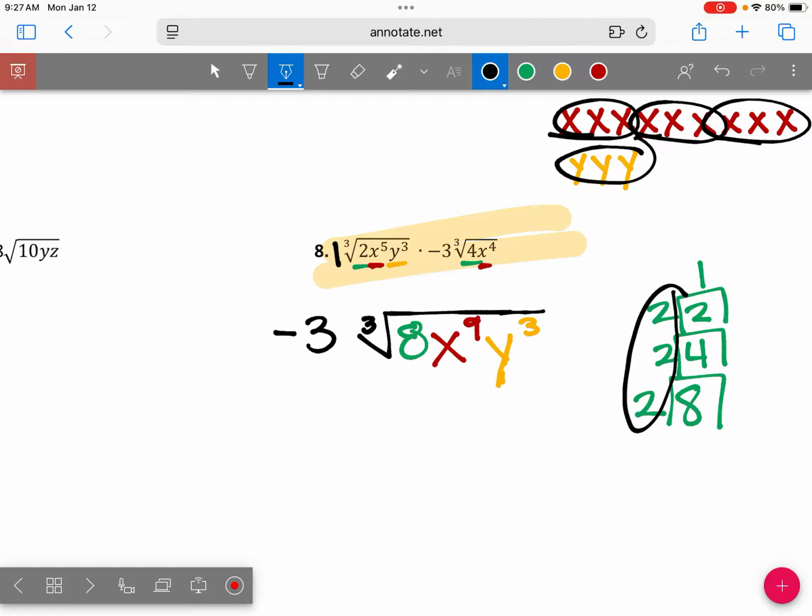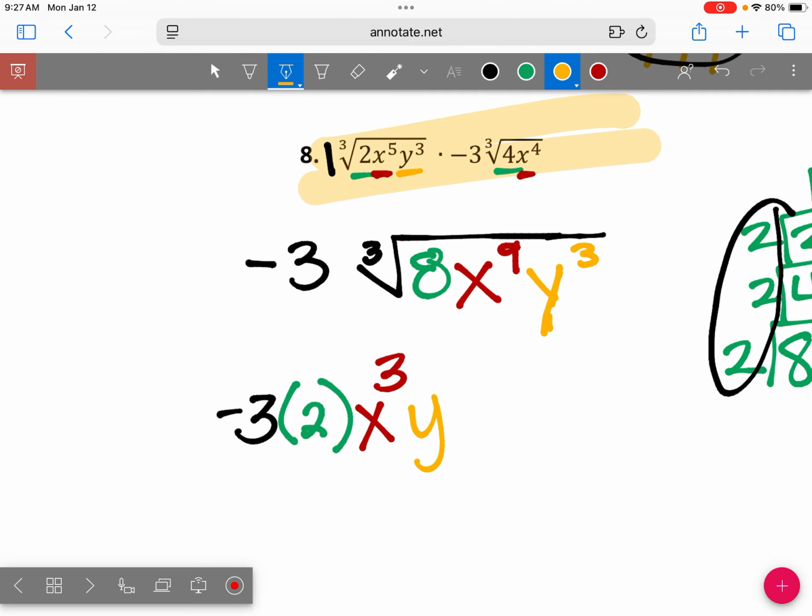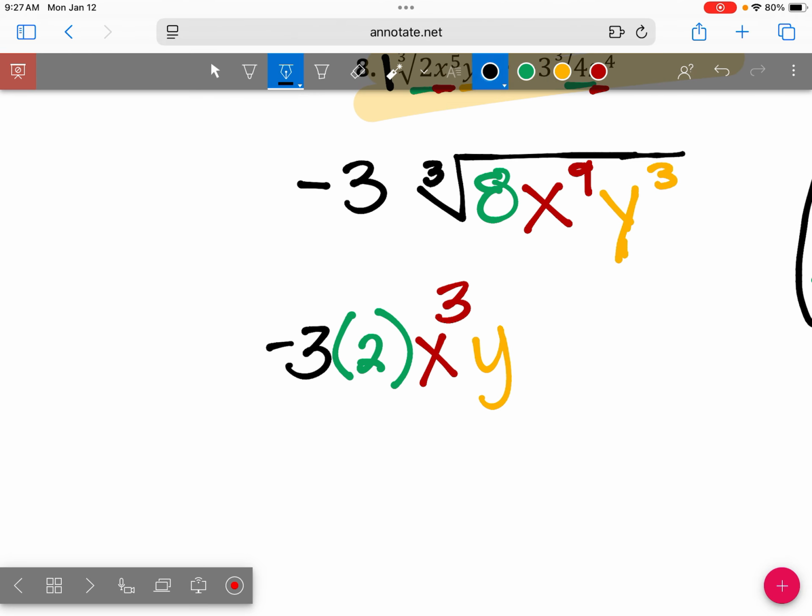So everything is going to come out. Nothing is going to stay. As you see, there's no leftover. So we have a -3. And then I'm adding to that a set of triplet 2s, 3 sets of triplet X's, and 1 set of triplet Y's. So all you have to do to finish this out, multiply these together, and that's your final answer. No radical is left over.